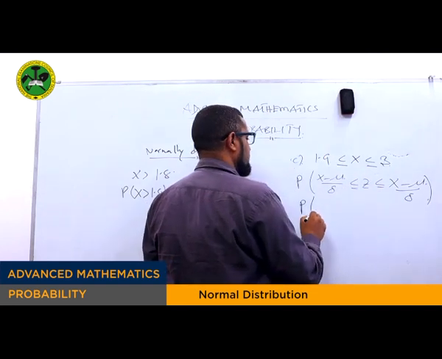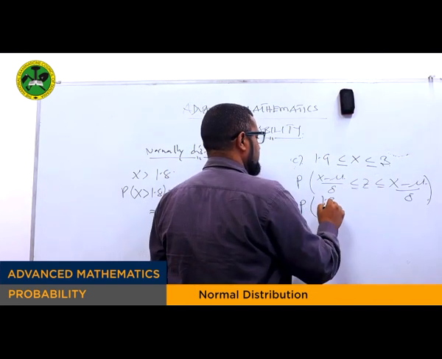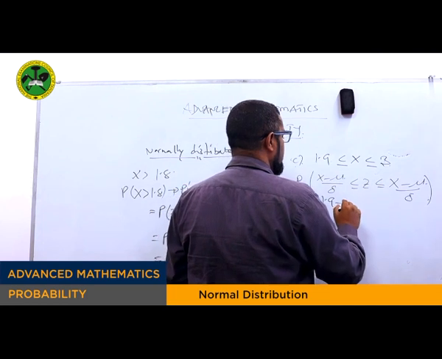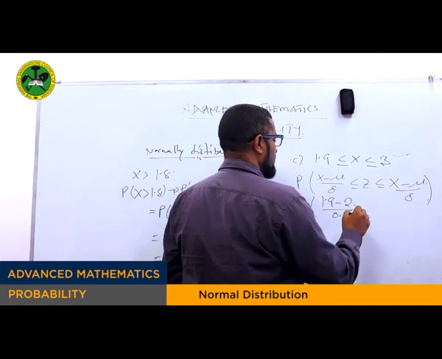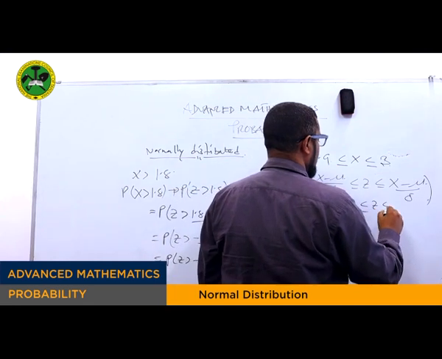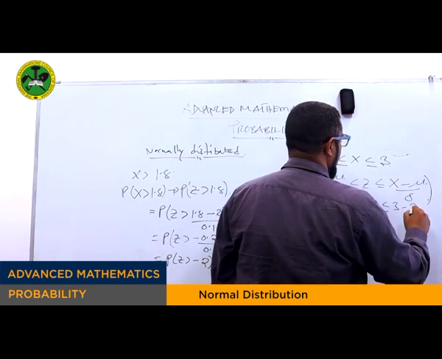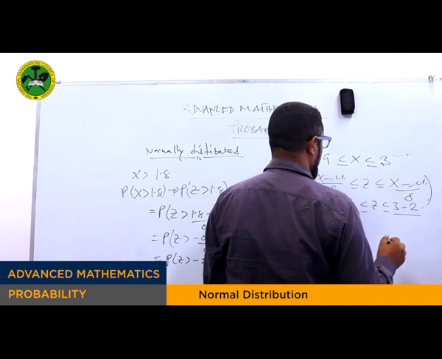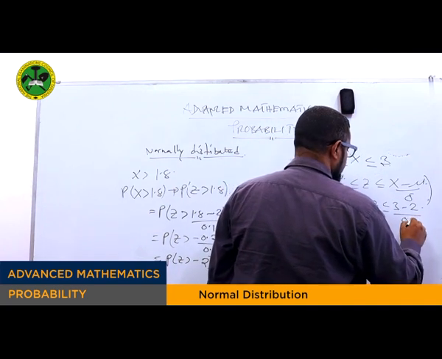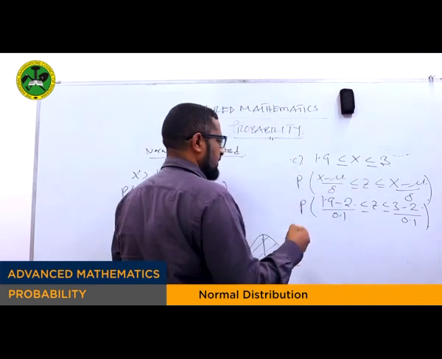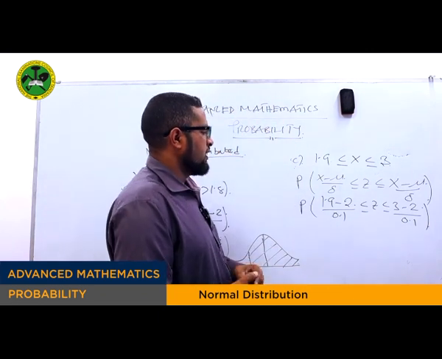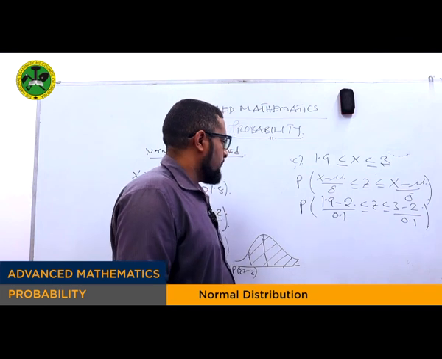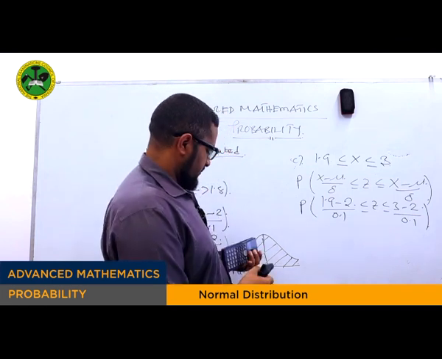So therefore, it will be 1.9 minus the mean, which is 2, divided by 0.1, less than or equal to z, less than or equal to 3 minus 2 over 0.1. Thereafter, use your calculator and then you simplify. See which number you obtain.